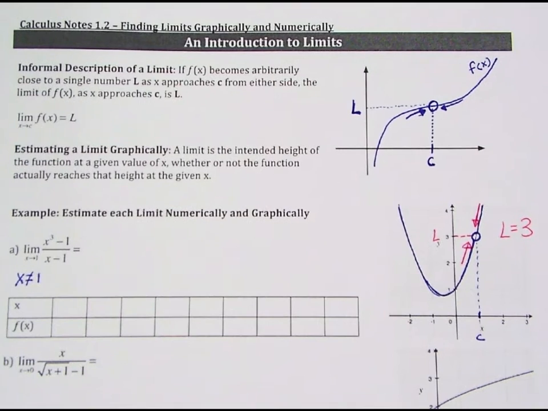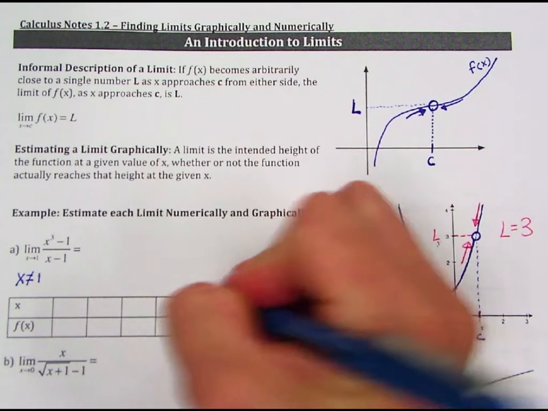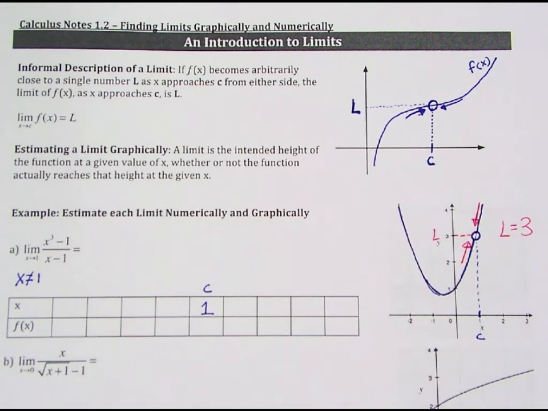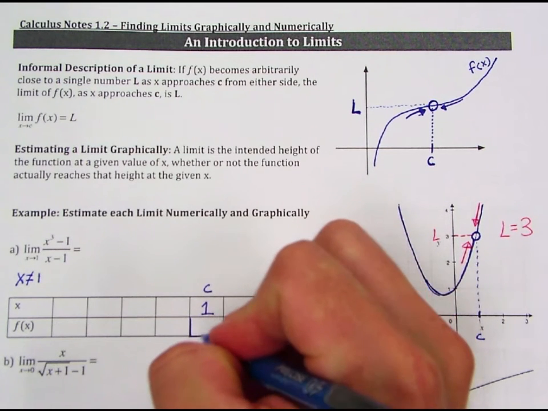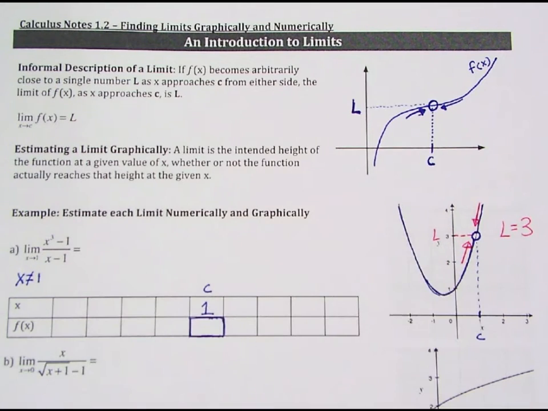So now we're going to try this numerically. To do this, we're going to use a table of values, just like what we have here. Right in the center of the table, we're going to put our c value, which is 1. Now notice we can't actually find f of 1 because it doesn't exist. So we're not really going to worry about anything that goes in this box right here for now.